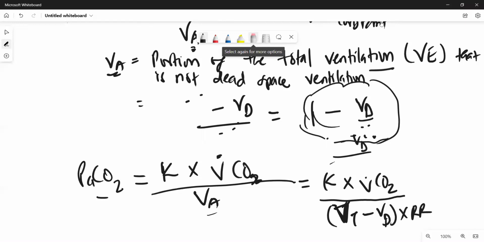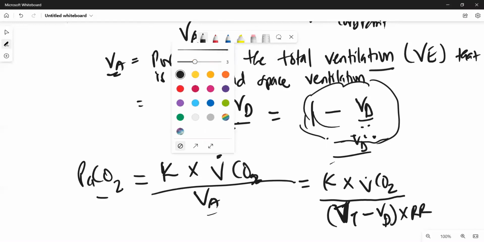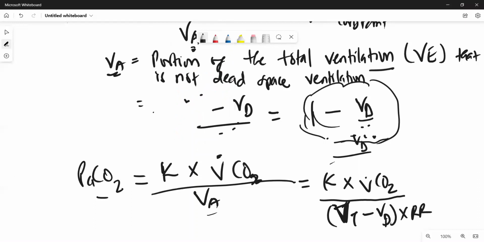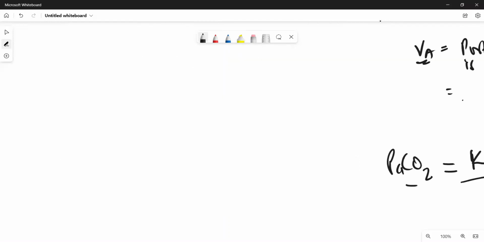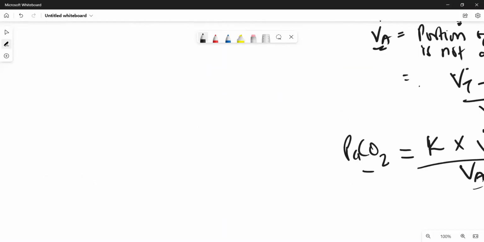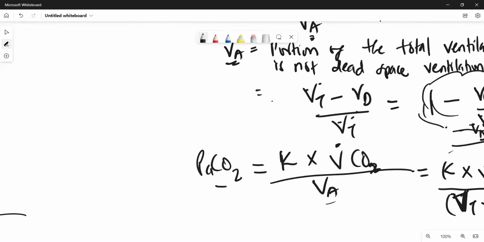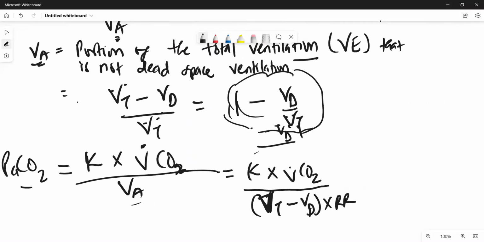So I have to change this one back to the abbreviation that we've been using, which is VT. So that's tidal volume, right? That would be another way that we can express it. Of course, you're going to see some textbooks where they express it in a different way. We're going to have K multiplied by CO2 production divided by, right, the proportion of that tidal volume.